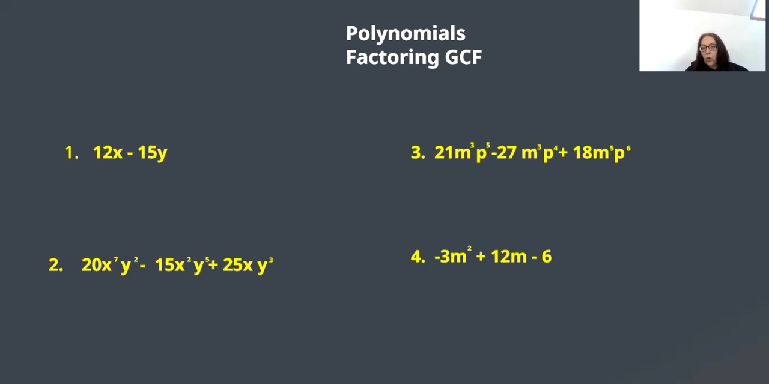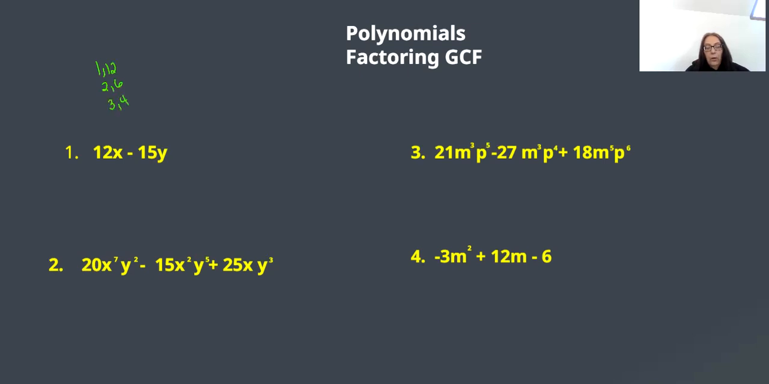So let's look at the coefficients, the numbers out front first. We got a 12 and we got a 15. 12 is the smaller number. So ask yourself, will 12 go into 15 evenly? No, if we take 15 and divide it by 12, we're going to get 1 point something. So we need to find a number that goes into it evenly. So let's look at what multiplies the 12. So 1 times 12, 2 times 6, and 3 times 4.